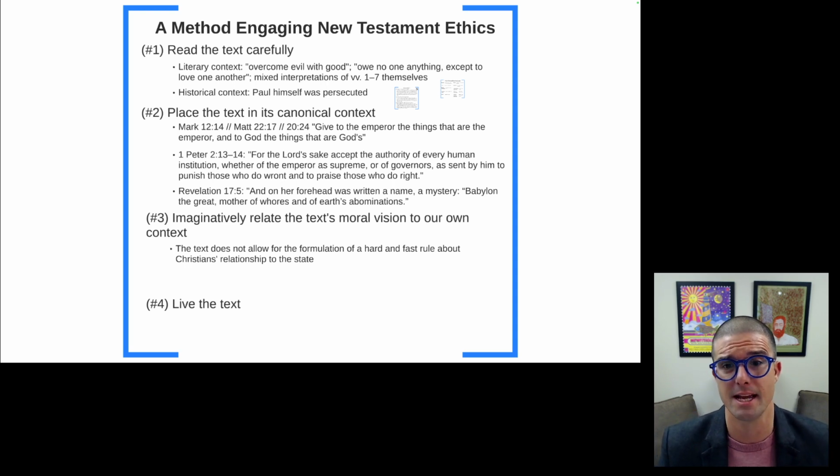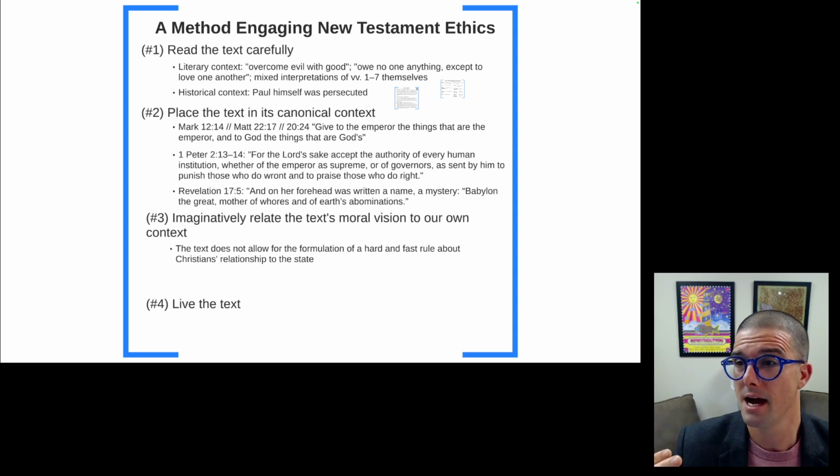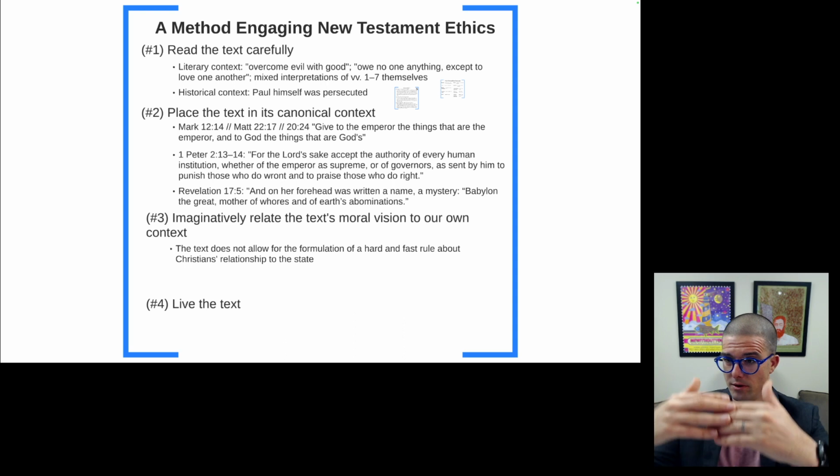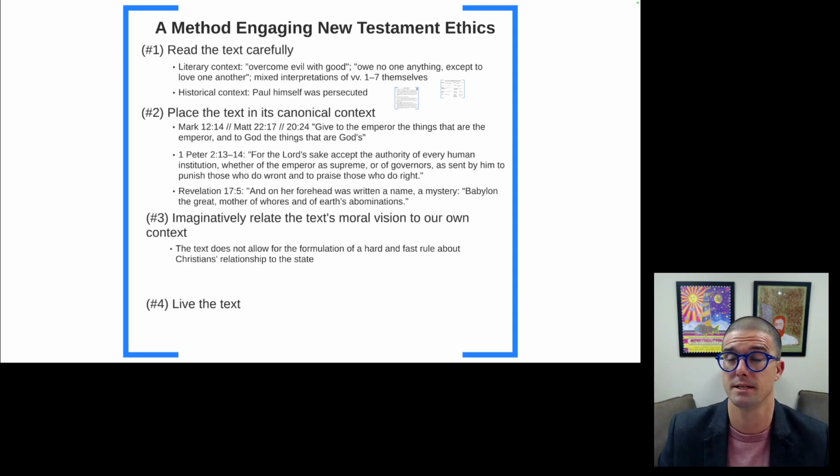So the first thing I say here is that this particular text, Romans 13, 1 through 7, doesn't allow for the formulation of a hard and fast rule about Christians' relationship to the state. I think the literary context and Paul's historical context, the way Paul uses some politically subversive language elsewhere, suggests that we don't simply always have this top-down relationship to the state, where the state is always in all cases thought of as the authority not to be questioned.